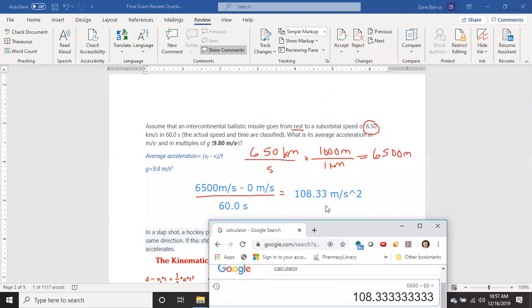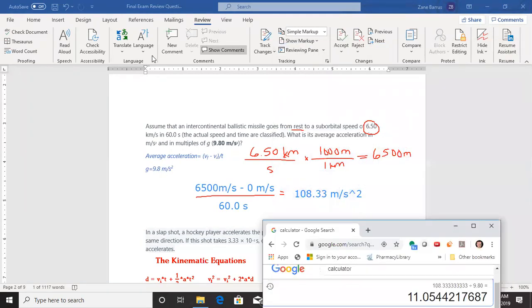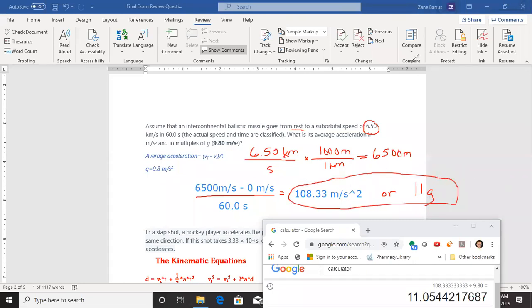Now notice the problem also asks us to calculate it in meters per second squared, which we've already done. It also asks us to calculate it in multiples of g. So how many times can g, which is 9.80 meters per second squared, go into our answer of 118.33? So to calculate that, all we got to do is take our acceleration and divide it by g. So if I take this thing and I divide it by 9.80, we're going to see it's about 11g. So for my answer, I put 11g. So this would be your answer right here. Let's keep going.